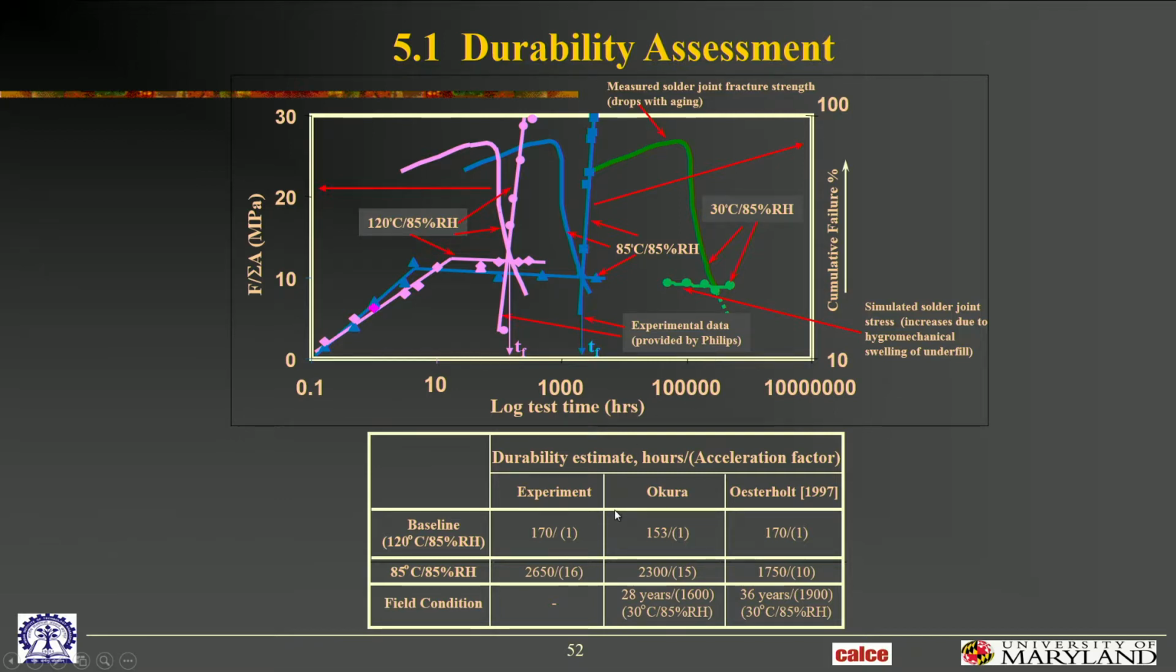Okay, so that's an example of how we can combine accelerated testing with physics of failure-based modeling to try to get an assessment of how robust your product is. So is 28 years good? More than adequate as far as this sponsor was concerned, because they were going to use this in consumer electronics. That's why they were trying to reduce cost, because they're trying to put flip chip on bare board.